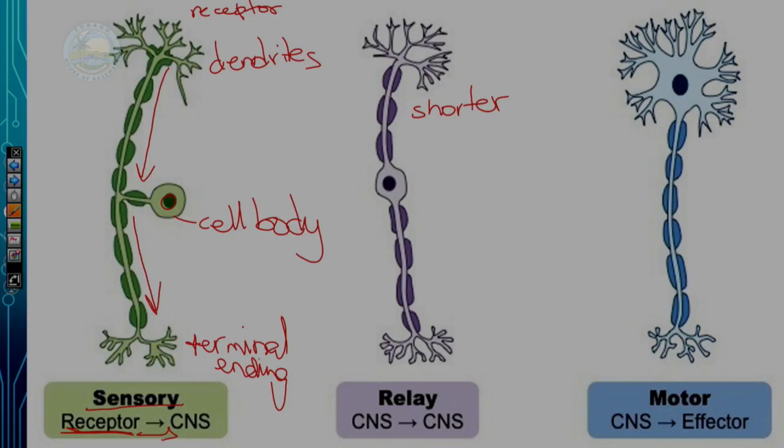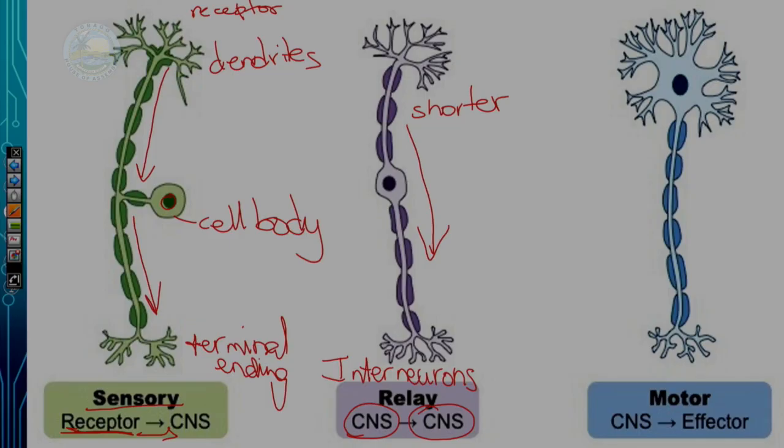Your relay neurons are also called interneurons. So you would see both words depending on which textbook you use. And your relay neurons are found only in your central nervous system. So these are the neurons that are going to transmit that electrical impulse to your brain or to other parts of your spinal cord. And then they're going to transmit the information in that direction.